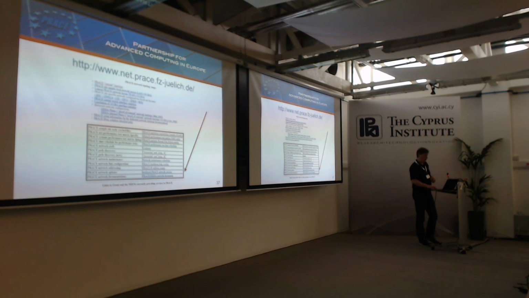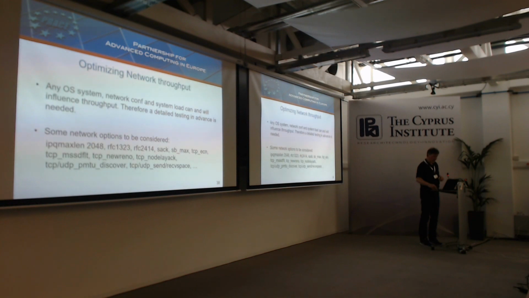So now coming to the optimization of the network throughput, and here you see the preferred PRACE network options. Unfortunately I cannot give a list of options to set. I can only give a list of options where to look, because it depends on the operating system, and it also depends on the version of the operating system. Maybe you have found an optimized scenario for all the other partners, and then you upgrade to the new version of your operating system, and nothing fits anymore.